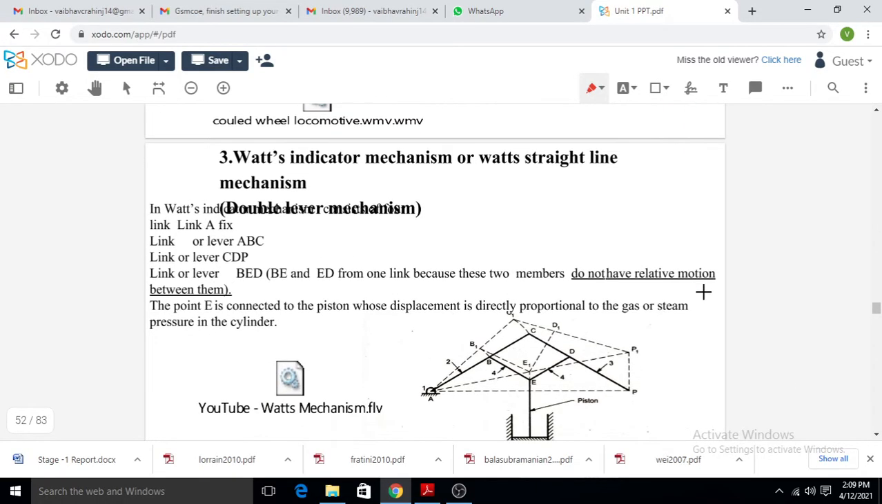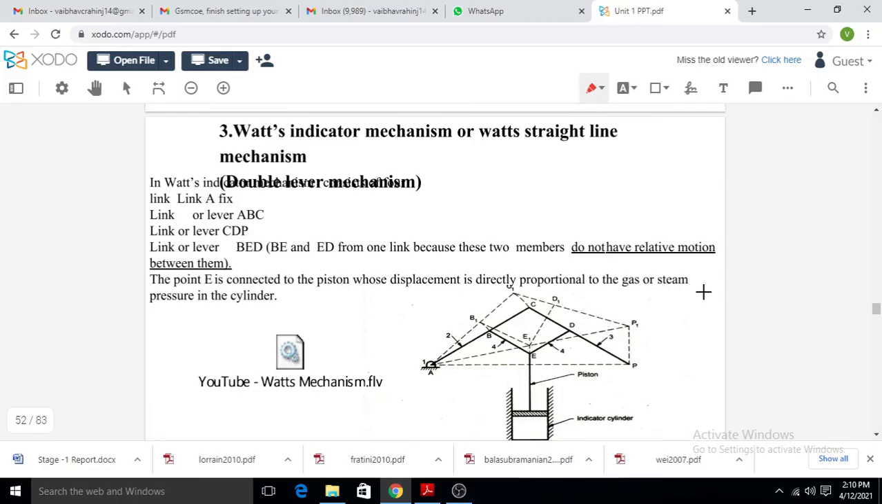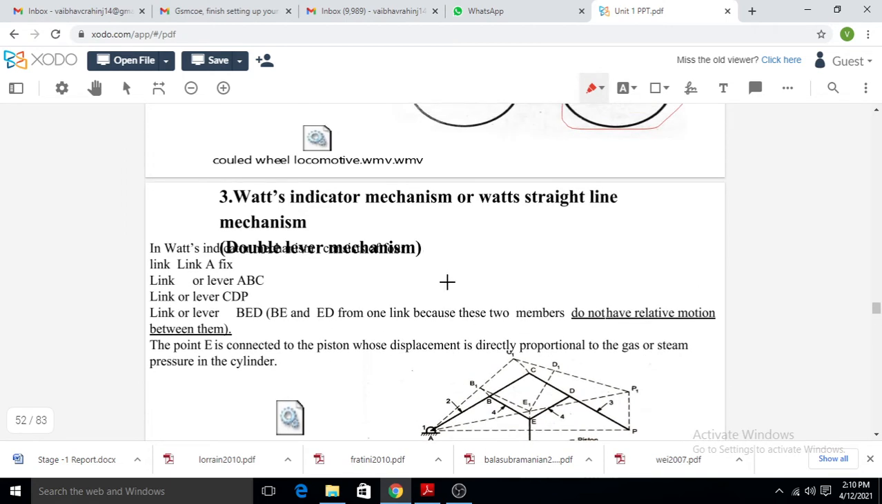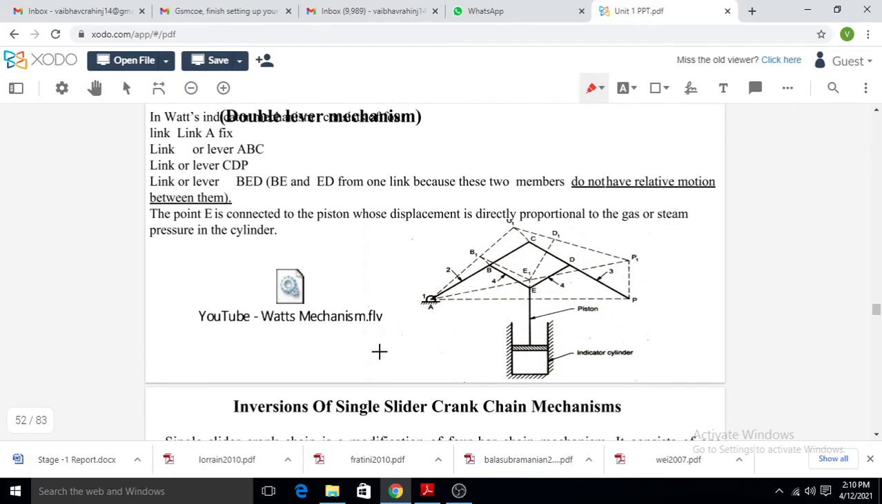The next mechanism is the Watt indicator mechanism, or it is called the Watt straight line mechanism. The third inversion of the 4-bar chain mechanism is the Watt indicator mechanism, or Watt straight line mechanism. This image shows a Watt indicator. It is also called the double lever mechanism. The first mechanism was the double crank mechanism. Here is the double lever mechanism. We will discuss this one by one.